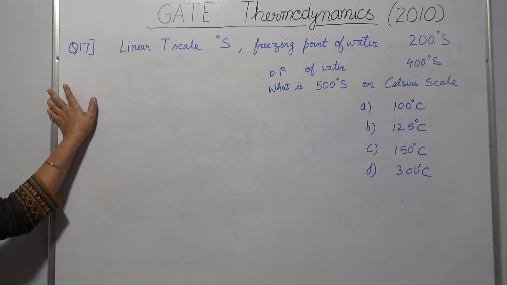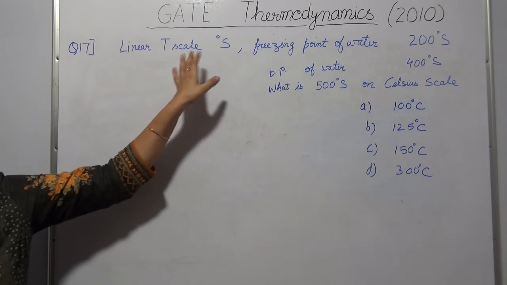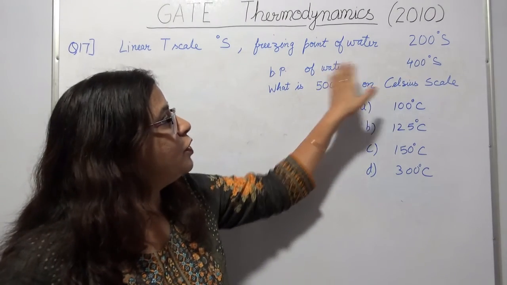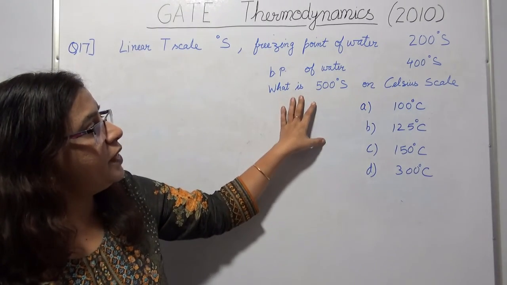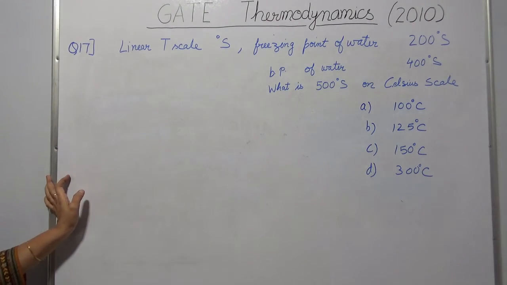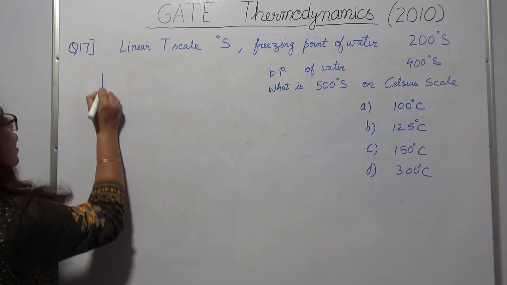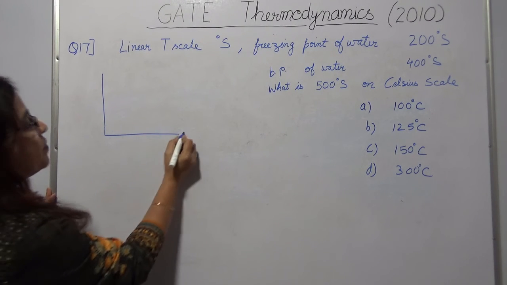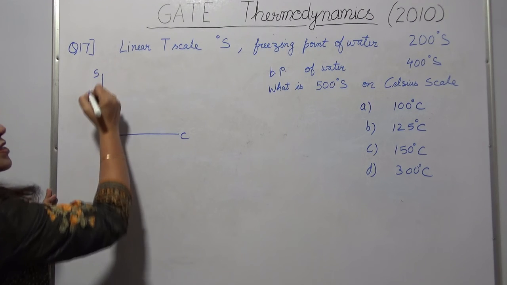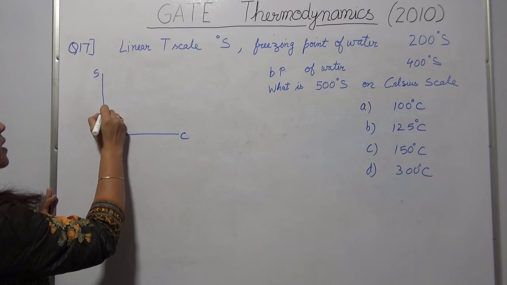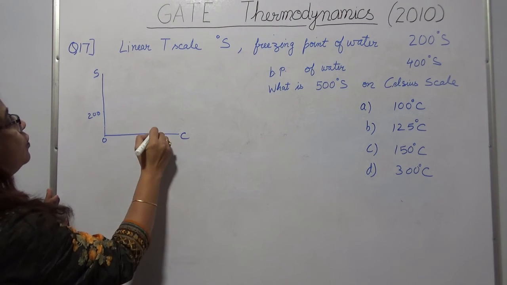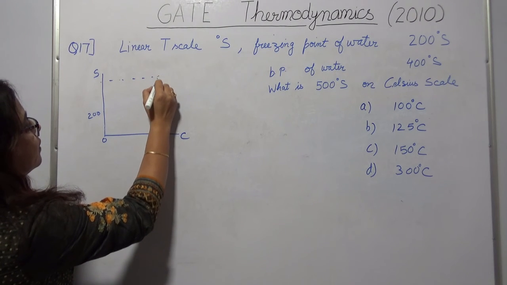The next problem which I am going to take talks about a new linear temperature scale which has been defined and denoted as degree S. The freezing point of water on this scale is 200 degree S and the boiling point of water is 400 degree S. Now they have asked what will be 500 degree S on the Celsius scale. Four options have been given to you and you have to tell which one is correct. Fine. It's a very simple problem. Since this is a linear temperature scale, let's plot a correlation plot between degree C and degree S. So 0 degree on the Celsius scale corresponds to 200 S, and your 100 degree, that is the normal boiling point of water, corresponds to, let's say, 400 degree S.